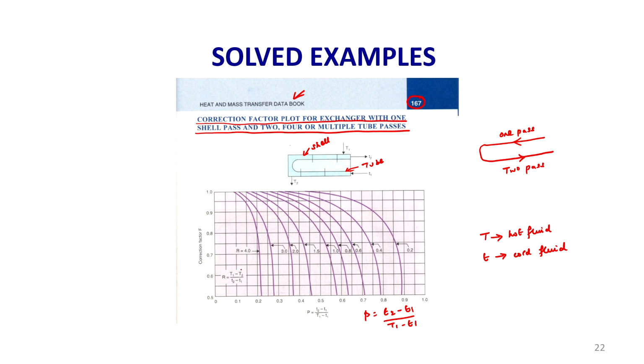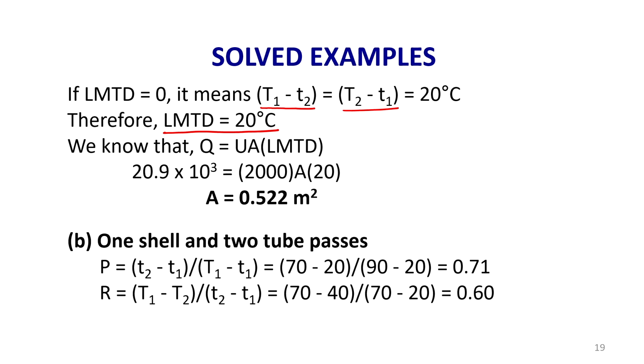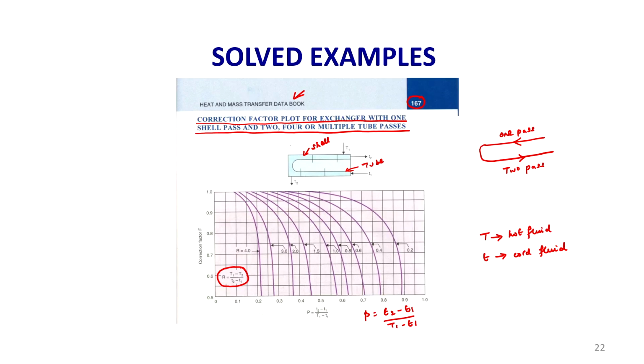So, this is R, capital T1 minus T2 divided by, we just have to substitute the values. I am finding the value of P, which comes to around 0.71, and the R value is 0.6. Now, this is for 1 shell and 2 tube passes, so I will be taking the first chart, page number 167.